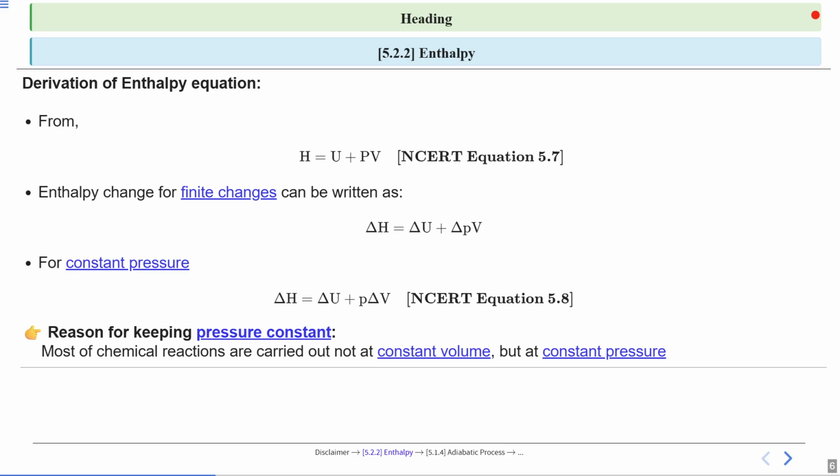Now the other form of equation, which is delta H is equals to delta U plus delta PV, which is this equation, right? So this equation is also very, very important. Okay. So wherever you see that the pressure and volume both are changing, you can use this equation, and at constant pressure you can use the equation number 5.8.